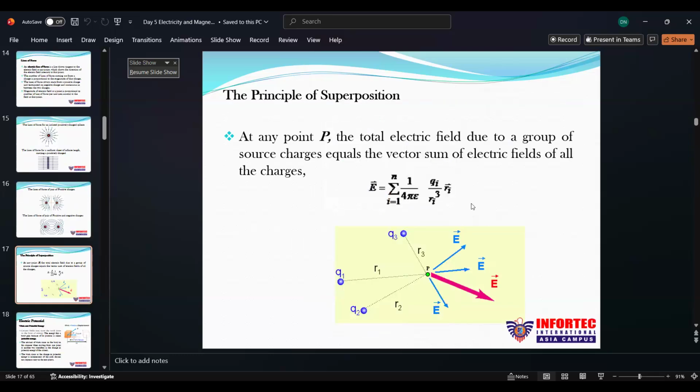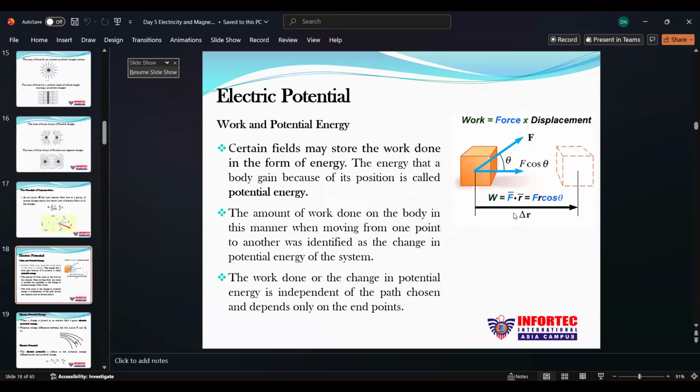Then the other one is the principle of superposition. I told you here, we can find the resultant electric field. The vector sum of the individual electric fields is equal to the resultant electric field, right?